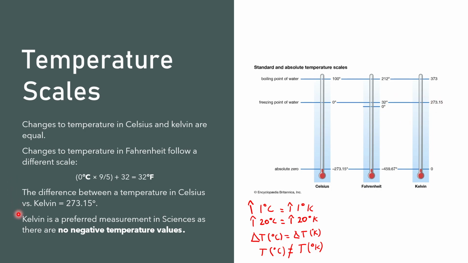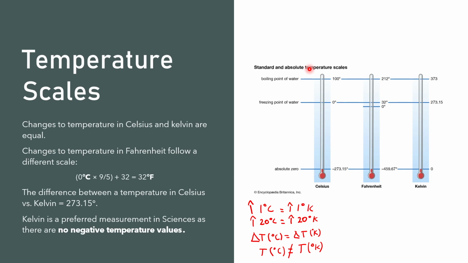Now what that means is the difference between the temperature measured in Celsius versus measured in Kelvin is always going to be 273.15 degrees. In another example, if the temperature is 0 degrees Kelvin, that means that the temperature in Celsius is negative 273.15 degrees. Or if the temperature in Kelvin was 373 degrees, then the temperature of that water at that stage would be 100 degrees Celsius.